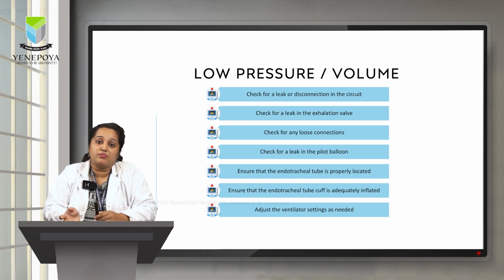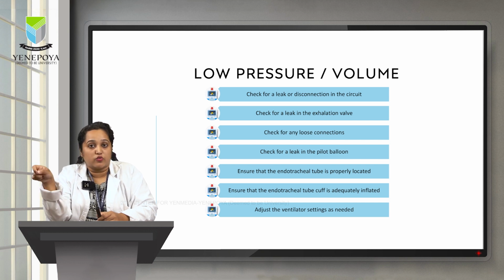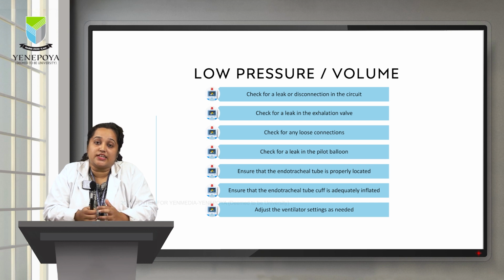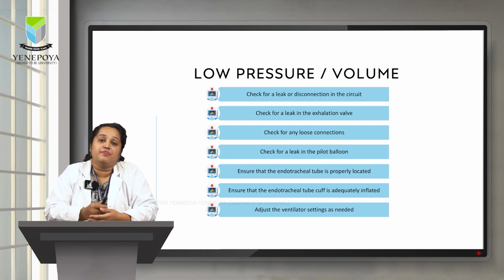Very commonly what happens is when we are fitting the exhalation valve in the ventilator, it might not be fitted properly, because of which the ventilator is not able to sense it and it will show constant leak or loss of volume, loss of pressure. Check for any loose connections, that is at the flow sensor or at the Y connector or at the catheter mount. Check if all the connections are fitted properly.